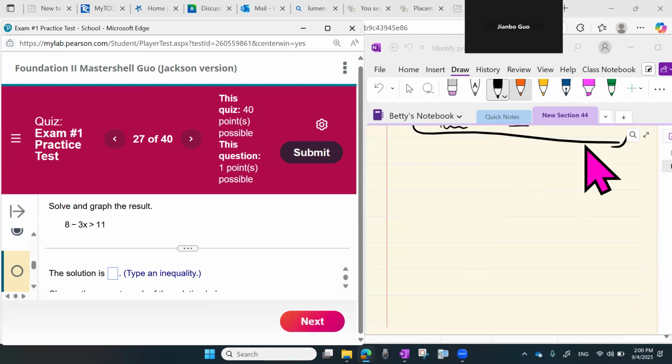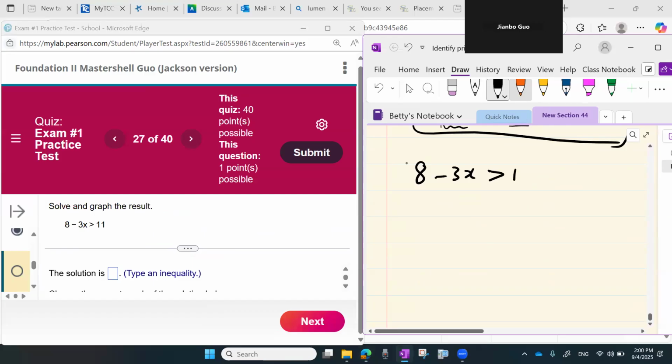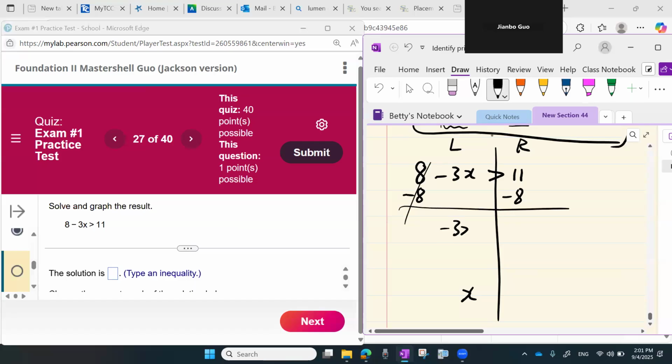Question number 27. Solve the inequality. Okay, very good. Let's see the inequality. We want to isolate the x on the left side, right? That is the ultimate goal when we solve an inequality. Left side and right side. We want to isolate the x on the left side eventually, right? So we want to get rid of 8, subtract 8 from each side. Cancel. -3x is bigger than 11 minus 8, which is 3. And to isolate the x, to change -3 to 1, we are going to divide.